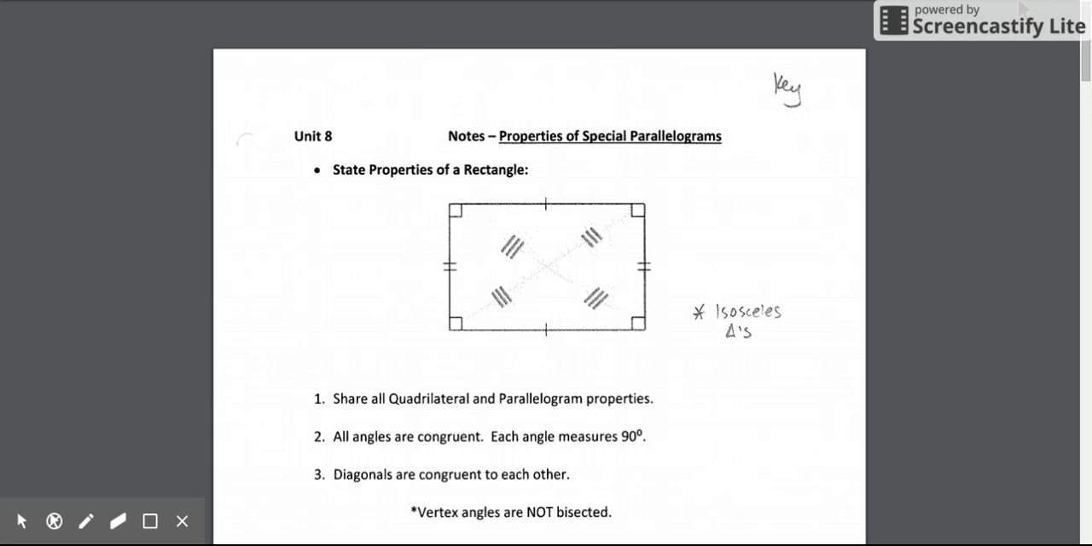In this video, we're going to be talking about properties of special parallelograms. So getting more and more specific with each type of shape that we've talked about in the last few videos. We talked about quadrilaterals, and then we got a little bit more specific and talked about parallelograms. Those are types of quadrilaterals. And now we're going to talk about special types of parallelograms. So even more specific still.